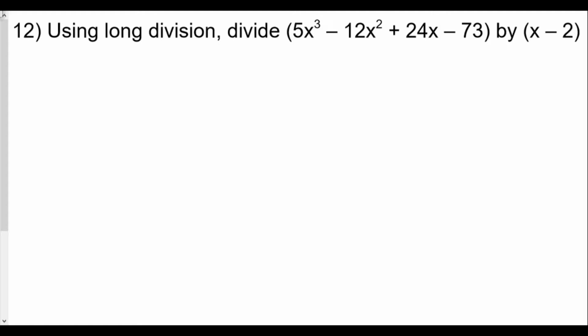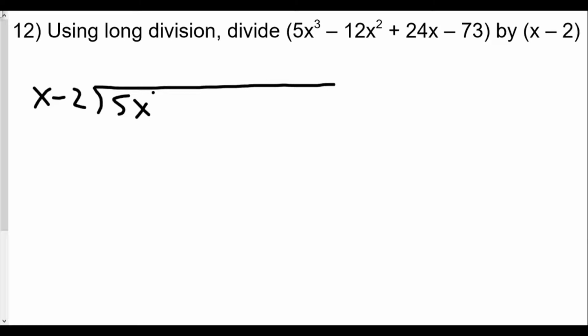Using long division, divide 5x cubed minus 12x squared plus 24x minus 73 by x minus 2. And we have to use long division. Okay, so let's set this up. We have x minus 2 divide into 5x cubed minus 12x squared plus 24x minus 73.